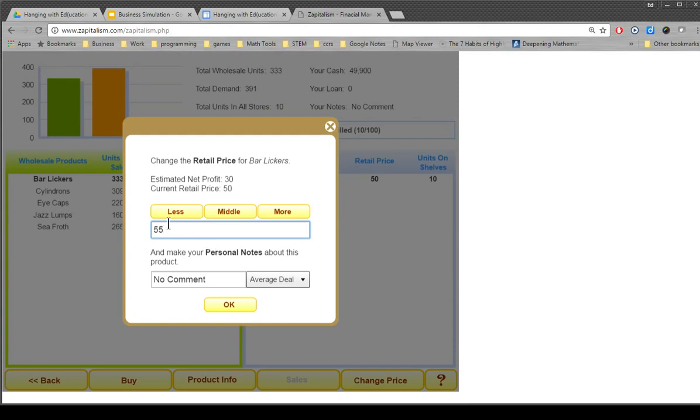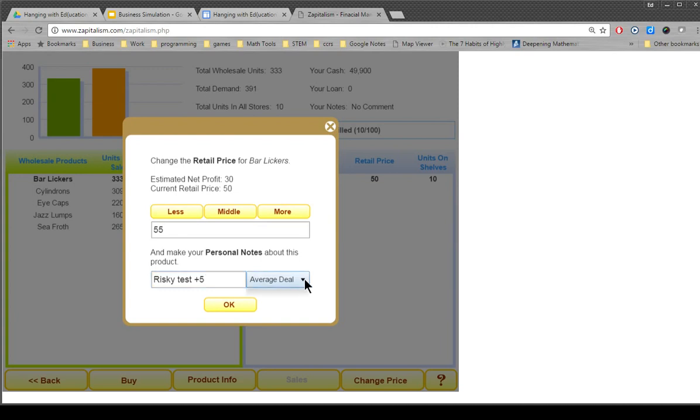Now you'll notice when you're setting the price, you have an option here to write comments to yourself. As you're going from turn to turn and looking at all of these different products, it's sometimes hard to remember, especially with made-up names. Bar liquors, was that the one that was really good, or the one that was really cheap? I don't remember. So I'm just going to put down here, this is our risky test, and some nomenclature for myself: plus 5. I added $5 onto the deal.